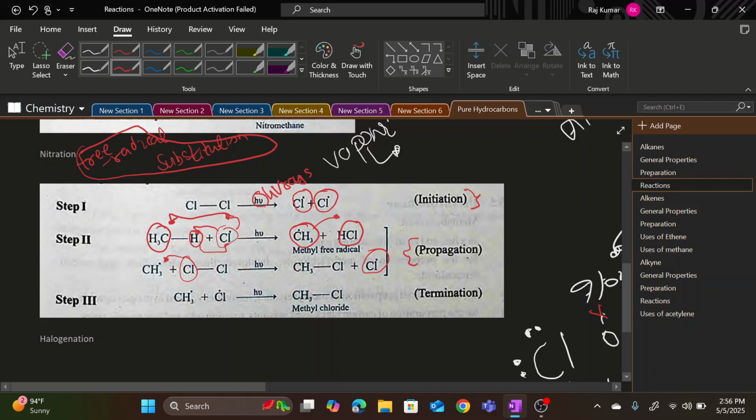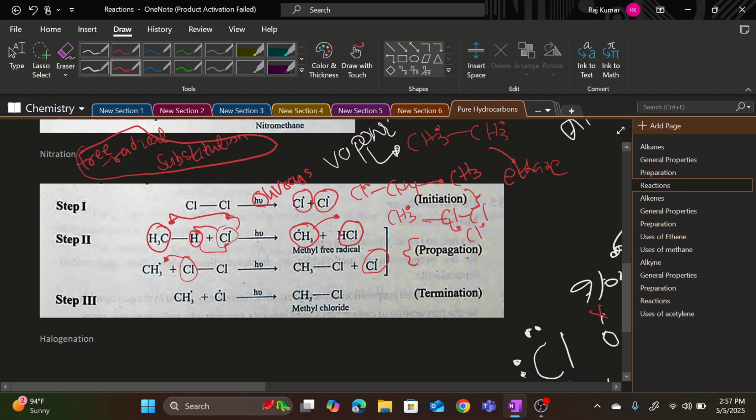Now, the final step is termination. What actually happens in termination is, within propagation we basically got the methyl free radical which reacts with chlorine to produce chlorine free radical. There is a chlorine free radical which reacts with methane to produce methyl free radical, and there are two methyl free radicals which essentially react with each other to produce ethane.